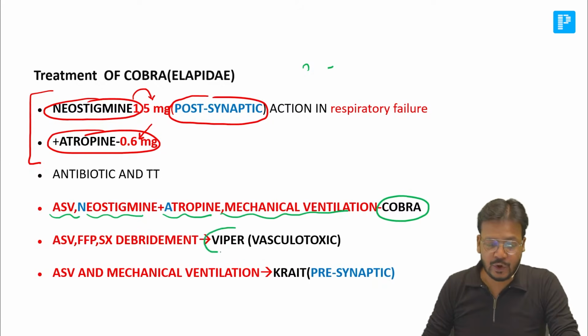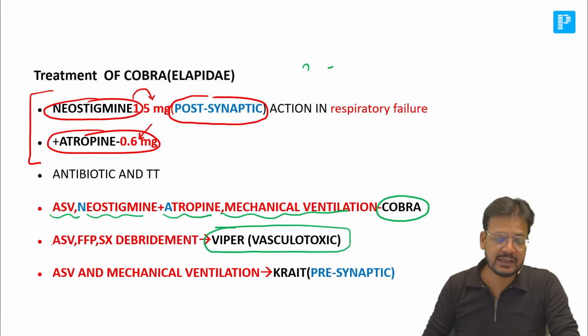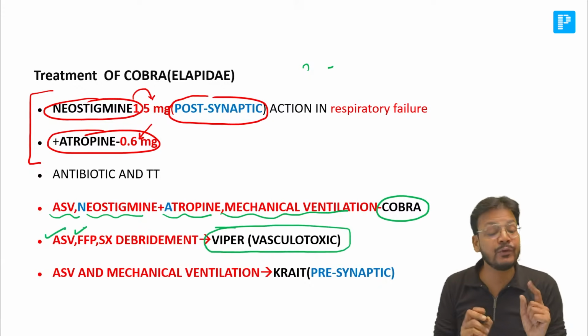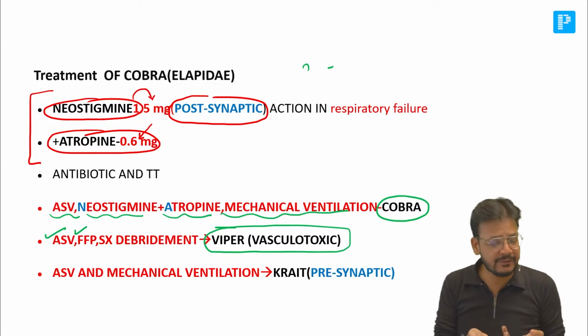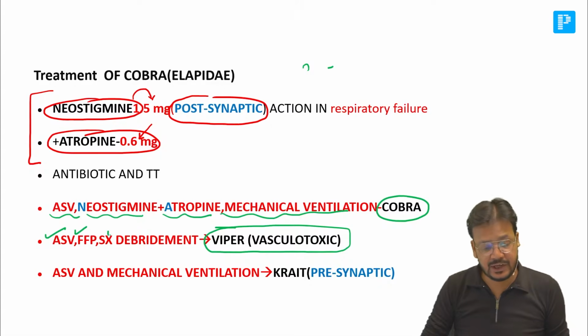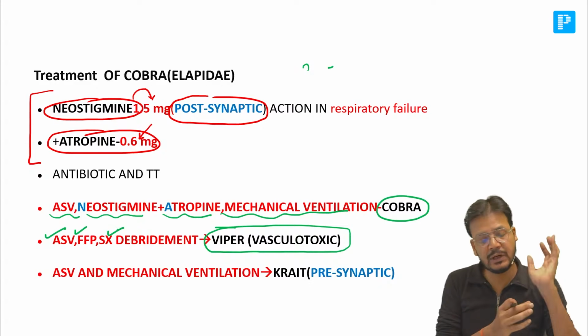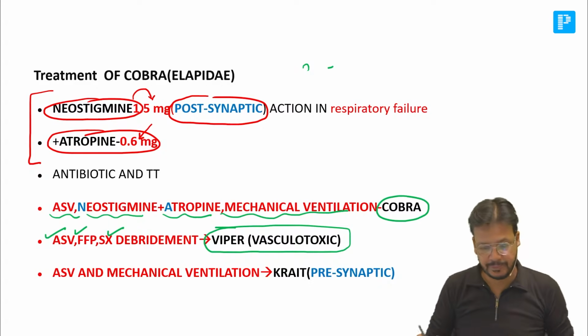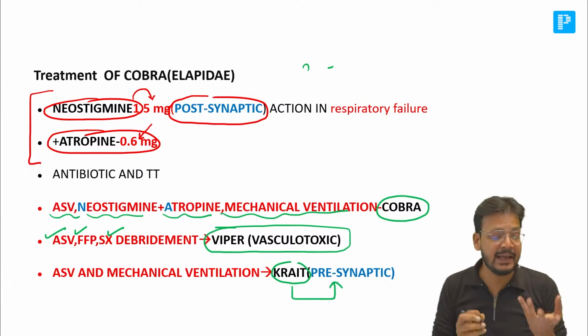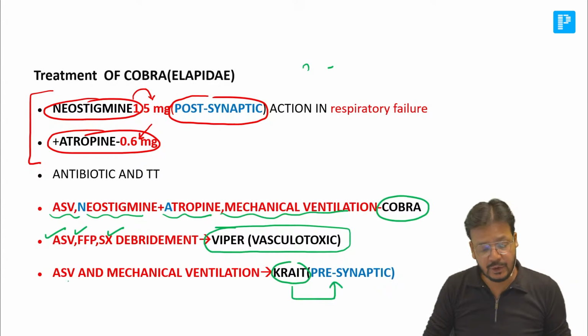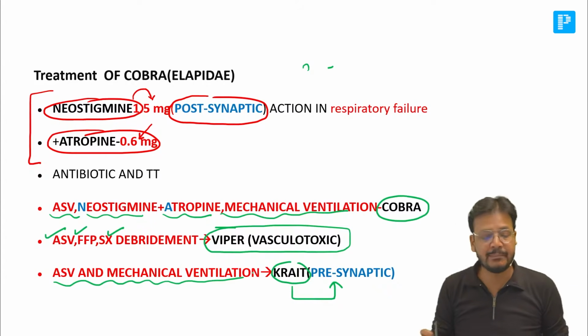Viper is vasculotoxic. V for viper, V for vasculotoxic. Here we give anti-snake venom and fresh frozen plasma. Why do we give fresh frozen plasma? Because there is bleeding. Viper is vasculotoxic, bleeding. Surgical debridement, because there is maximum local symptom like gangrene and necrosis. Now, krait acts on the presynaptic area. That's why no neostigmine, no atropine. We give ASV and mechanical ventilation.